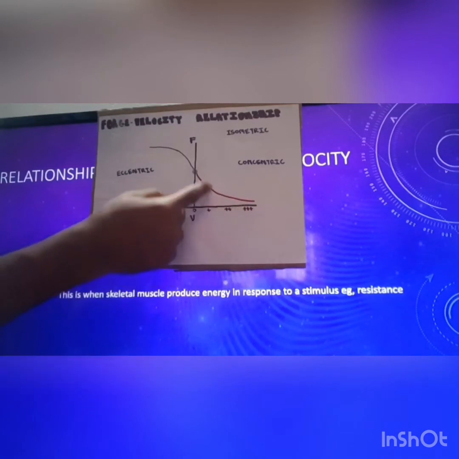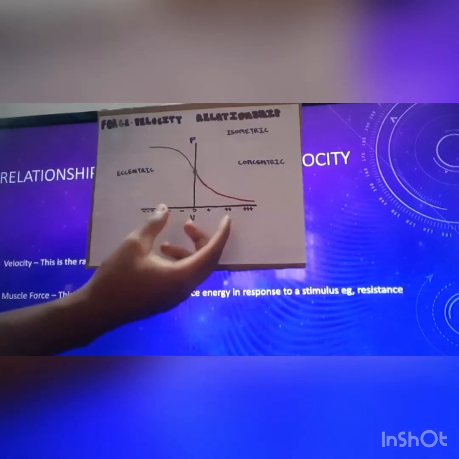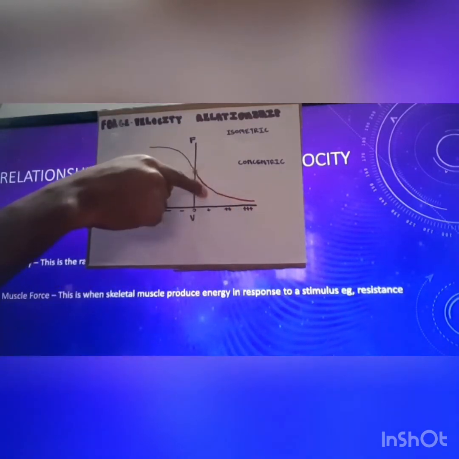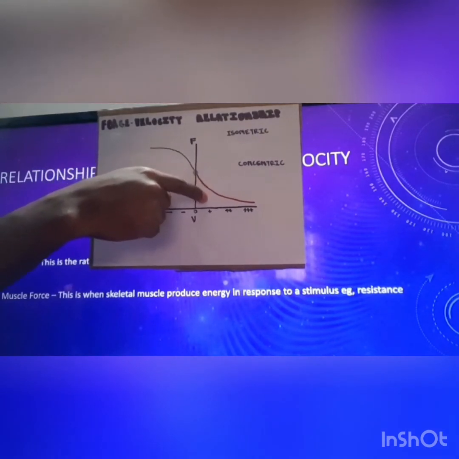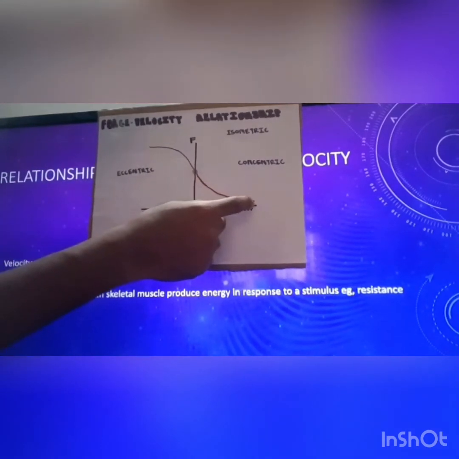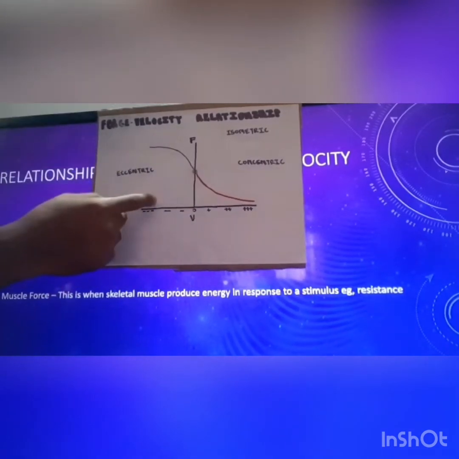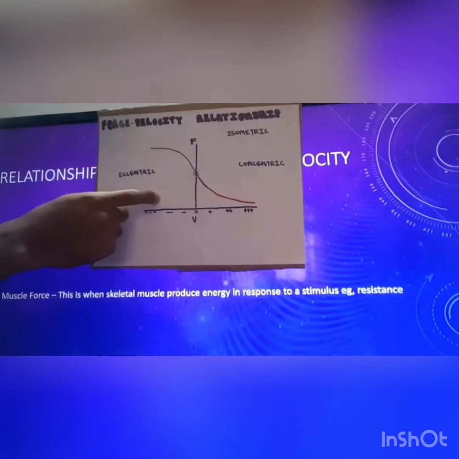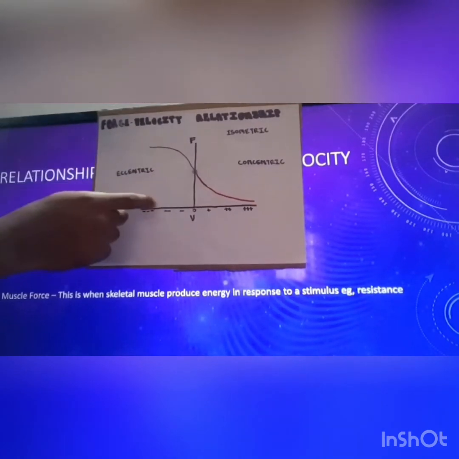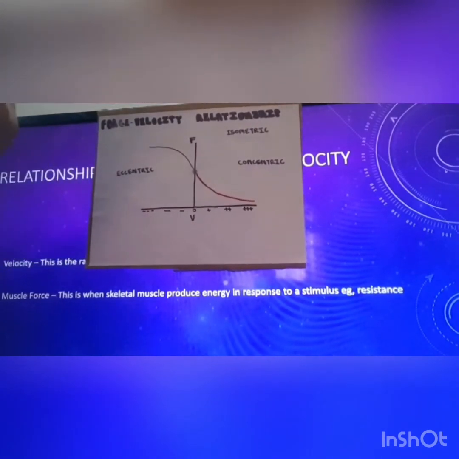So basically the relationship is less force would result in more velocity concentrically. Eccentrically, however, more force would result in more velocity.